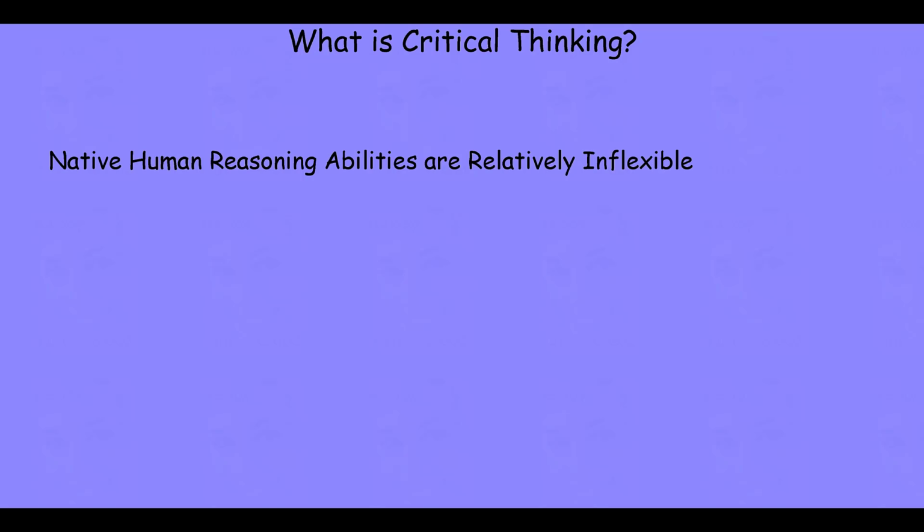What do I mean when I say native human reasoning abilities are relatively inflexible? Well, over the course of about 4.4 to 7 million years of human and proto-human evolution, our brains evolved to solve problems using a very specific set of strategies that we didn't have to be taught and we didn't have to learn, strategies that emerge as a result of normal development, ways of processing information. And these strategies are common to all people and not dependent upon intelligence.